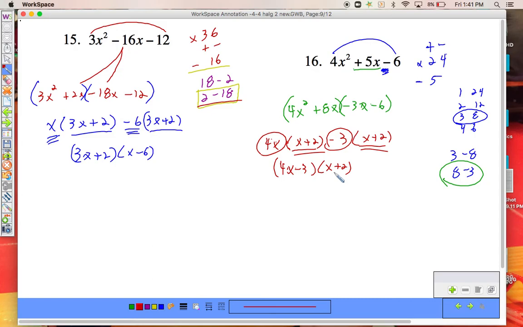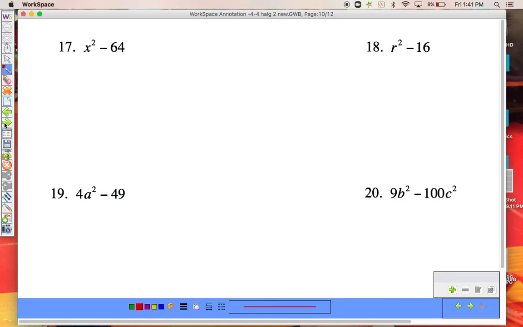That's factoring with leading coefficients. Like I said several times, it uses all the bits of information we learned to lead up to this, except the number we're going to multiply to get is found by multiplying your first coefficient times your constant. All right, last part.